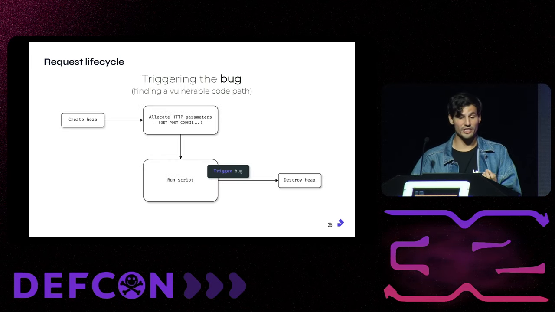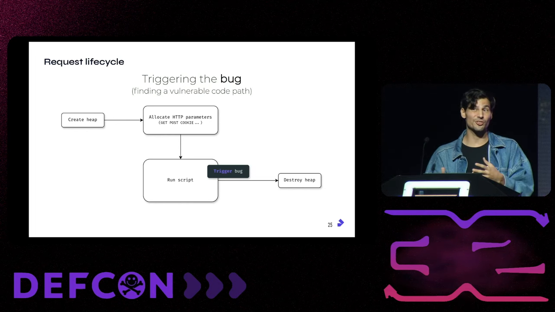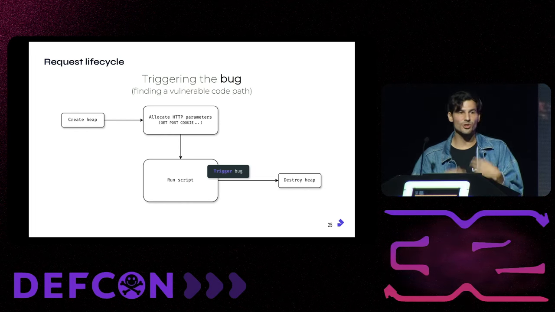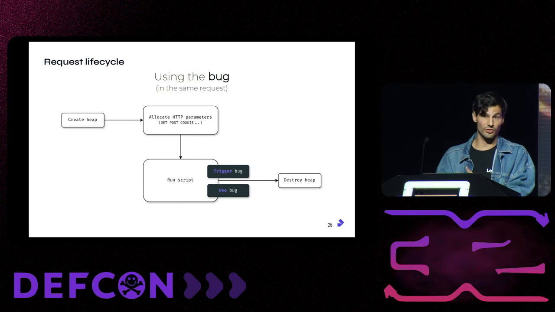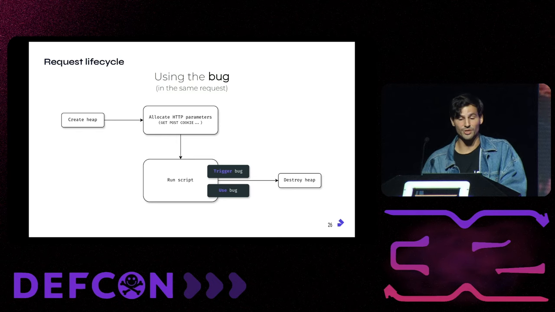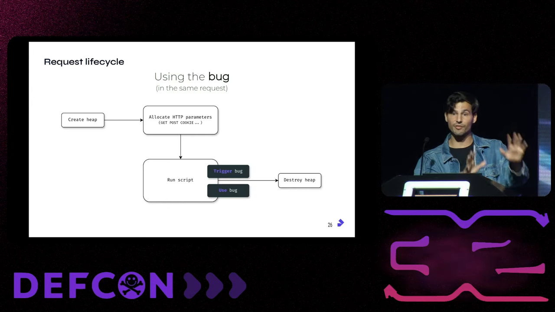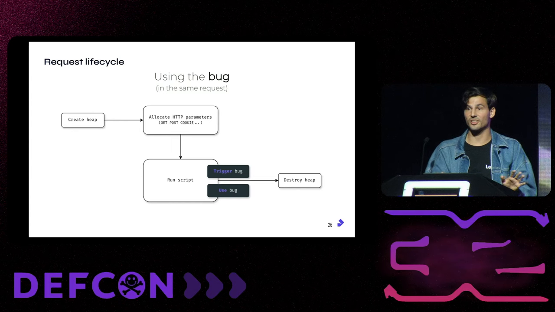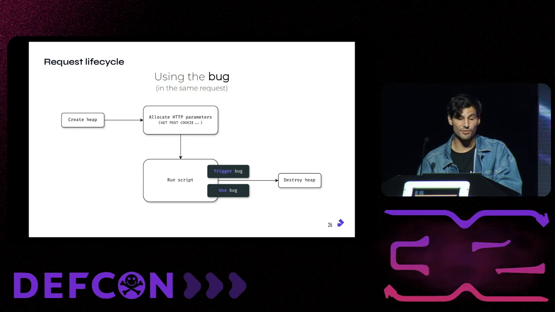You have to find a way to trigger a bug remotely. So you need a bug in the PHP engine. You need an application that lets you trigger the bug remotely. But also, you need to use the bug as the request is running, before the heap is gone. And this is why it's hard, because in between the triggering of the bug and the usage of the bug, you're not going to have any way to interact with the HTTP request. You've sent every HTTP parameter, and it's done. It's a black box now. And this is, to me, why it's really, really hard to exploit PHP remotely.